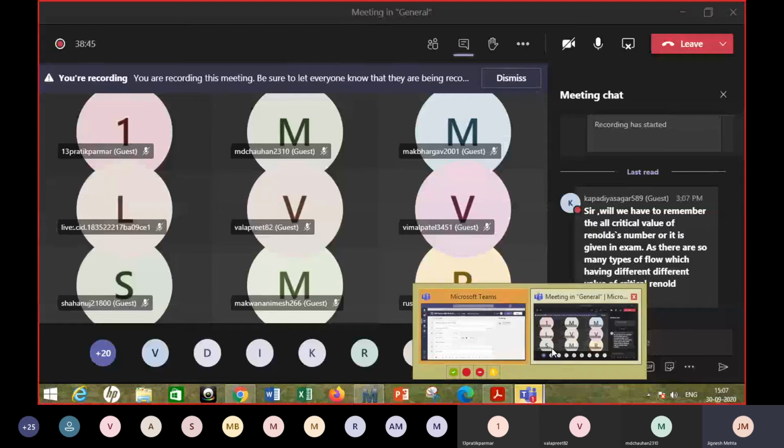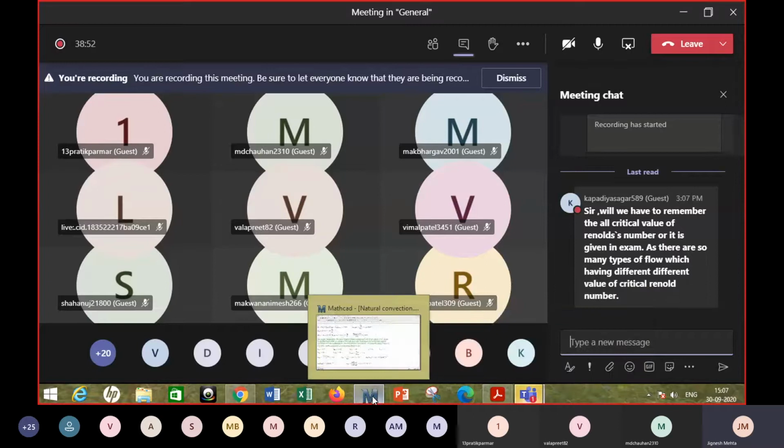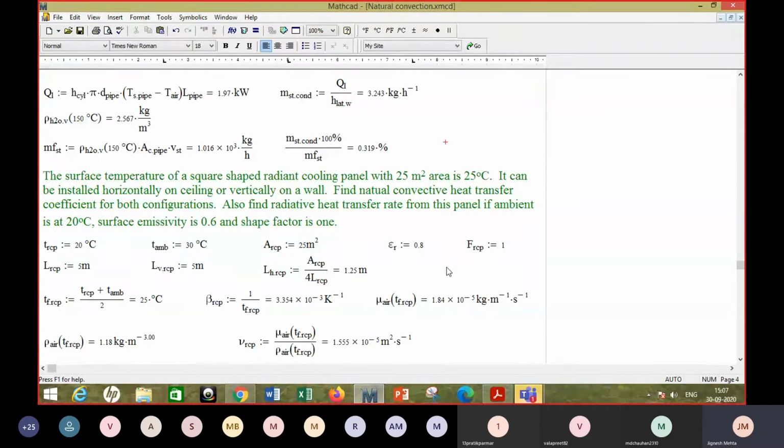Generally, along with the correlation, the criteria for the correlation is also given. But then I think one should be able to remember the critical Reynolds number. There are not many critical Reynolds numbers, right? So some basic knowledge, when you do enough practice, you don't have to remember actually. It happens naturally, right? And many times people may expect that you know that, right?